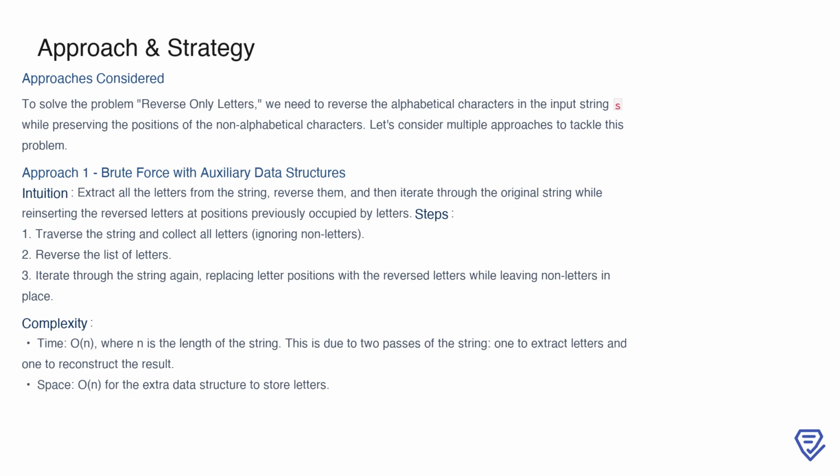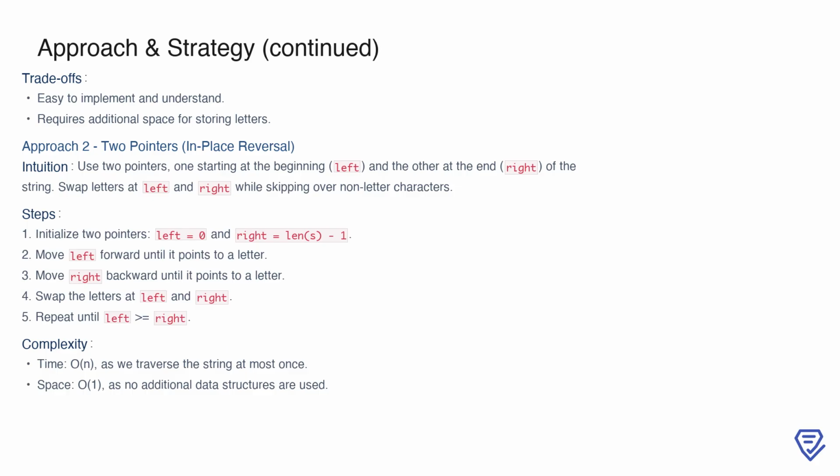In terms of complexity, the time required is O(n), since we traverse the string twice, once to extract the letters and once to rebuild the string. However, the trade-off is the additional O(n) space for storing the letters separately, which might not be ideal in memory-constrained environments. The brute force approach, while intuitive, has a downside due to the extra space required for storing the extracted letters. To address this, we can explore the 2 pointers approach, which is more space efficient.